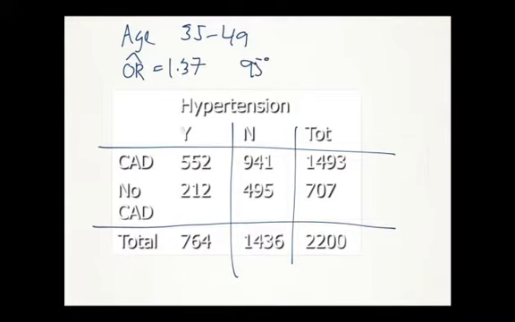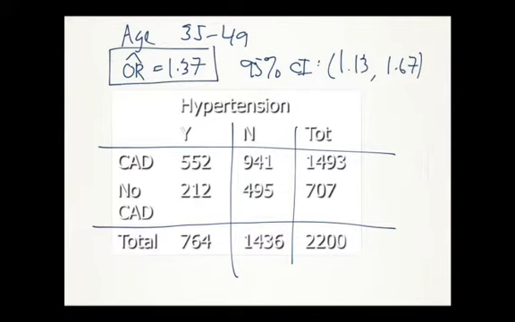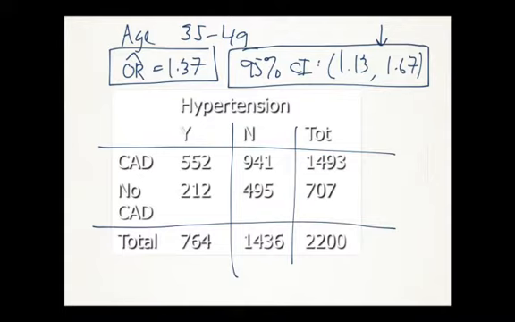Here the odds ratio, if we were to go through our normal calculation, would be 1.37, and the 95% confidence interval goes from 1.13 to 1.67. So it looks like there is an effect, namely people with hypertension appear to have more coronary artery disease, and not only that, it's a statistically significant association because our 95% confidence interval does not contain the null value of 1 in this case. So again, that's for those aged 35 to 49.